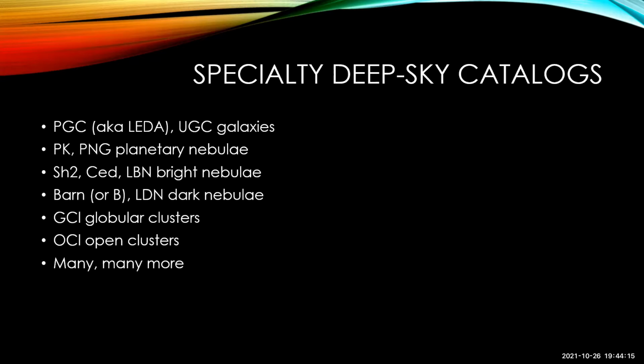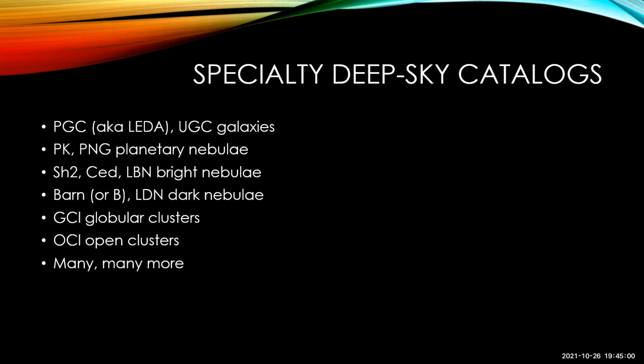The second bullet point I have are the planetary nebulae catalogs. The PK catalog, which you probably have seen, that's a little older. The PNG catalog is a newer collection. Then if you want to think about bright nebulae, there are many, many catalogs. Some of our astrophotographers might comment on this one, but the SH2, which is Sharpless 2, CED, which is Cederblad, and LBN are popular collections. LBN is Lynds Bright Nebulae.